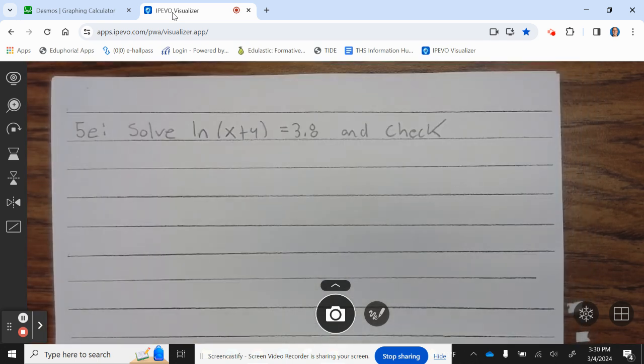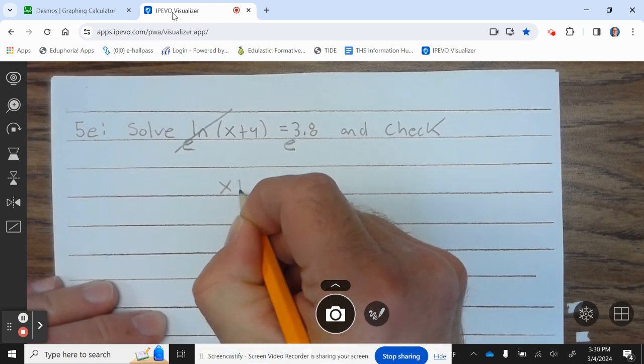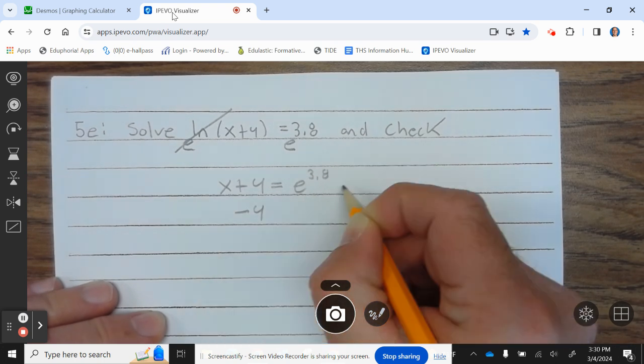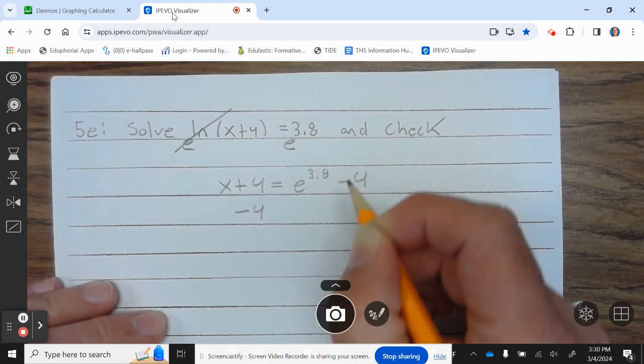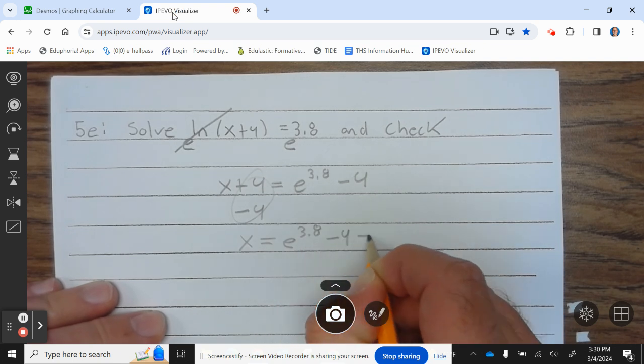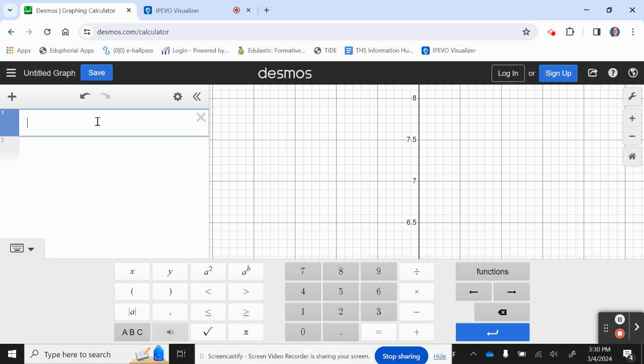5e. Solve ln of x plus 4 equals 3.8. So first step is going to raise both sides by e. Cancels. You're left with x plus 4 equals e to the 3.8. Last step, subtract 4 from both sides. So x equals e to the 3.8 minus 4. So let's plug that into our calculator. Let's round that to one decimal place. So x equals 40.7.